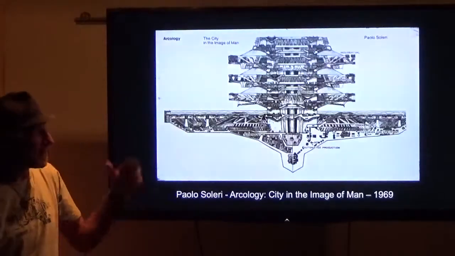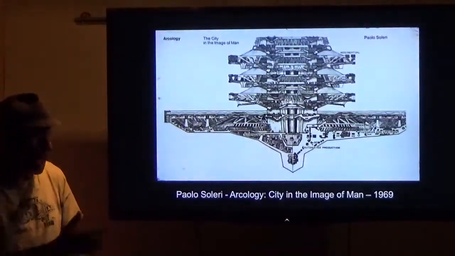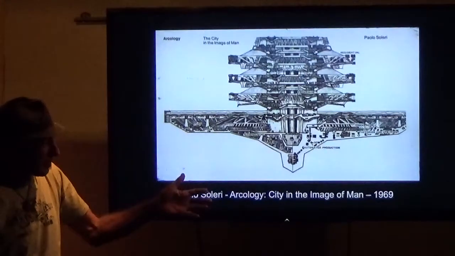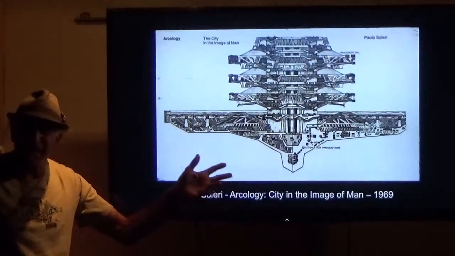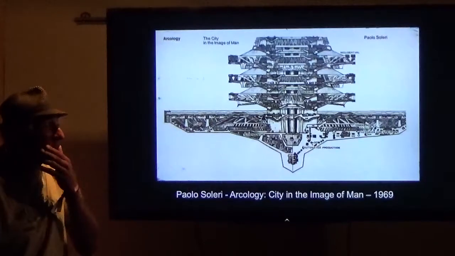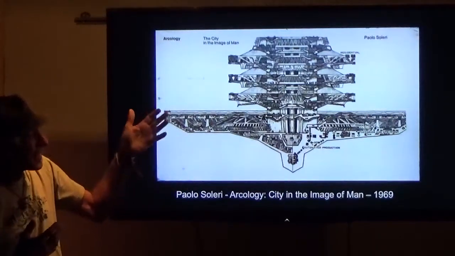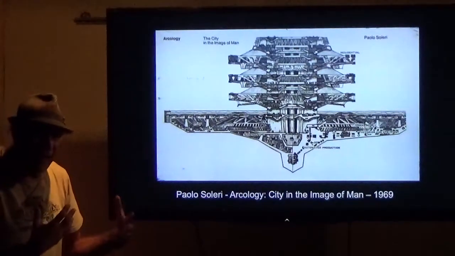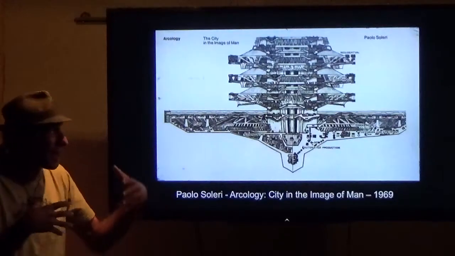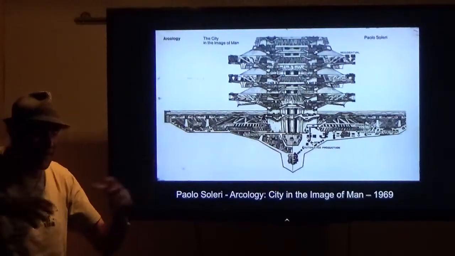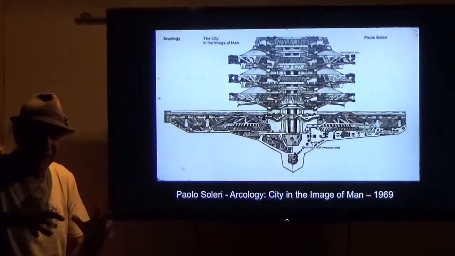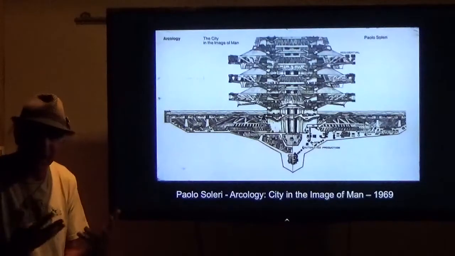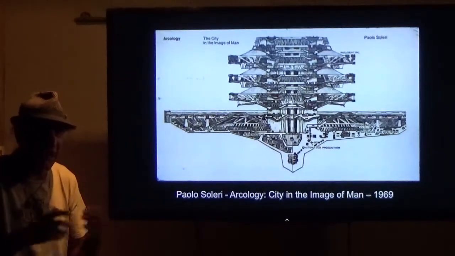Which brings me to Paolo Soleri. I discovered this book, Arcology, City in the Image of Man, in 1980. And the idea is that arcology is architecture and ecology merged together, and he had this vision of these three-dimensional cities that take all cars and streets out. And I lived in New York City most of my life, one of the densest, culturally rich cities on the planet.